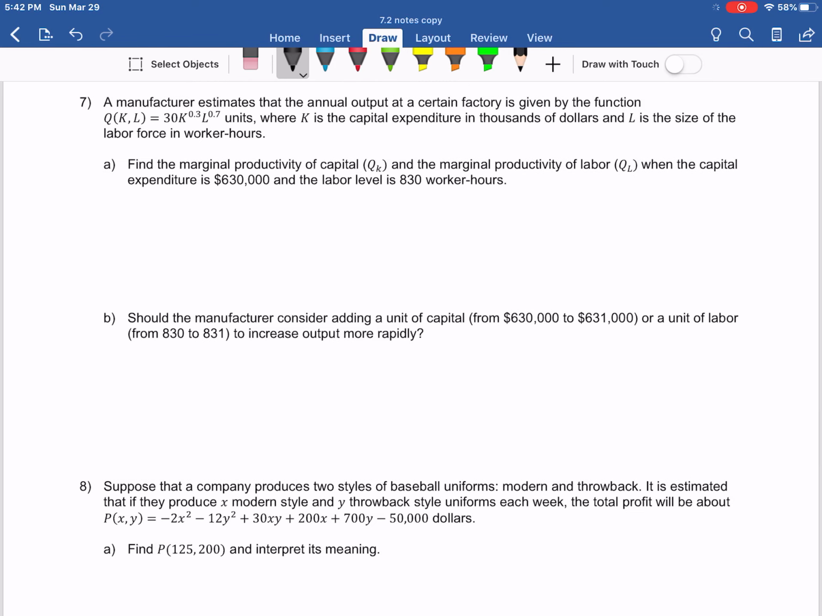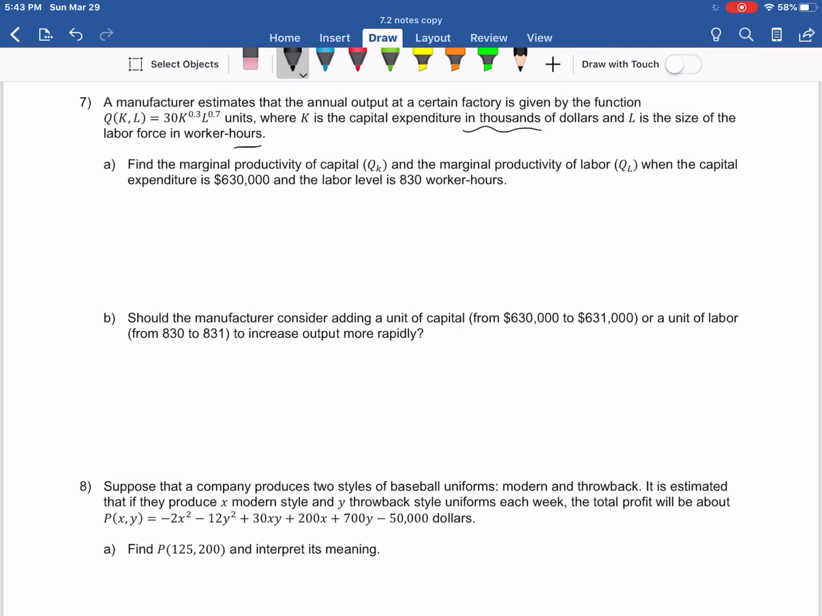Okay, so for example 7, we are actually given a function Q of K, L. The problem says, a manufacturer estimates that the annual output at a certain factory is given by the function Q, where K is the capital expenditure in thousands of dollars, L is the size of the labor force in worker hours. So K is in thousands and L is in hours. Part A, find the marginal productivity, that's Q, of this capital with respect to K.